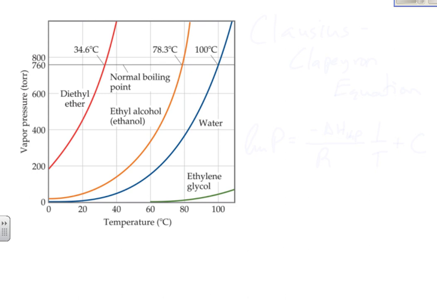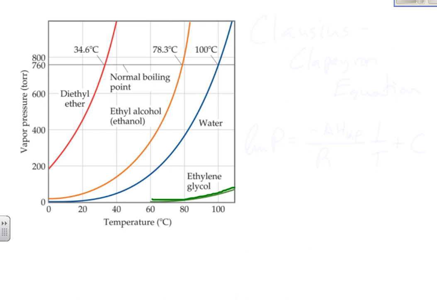So you see something like ethylene glycol, which is used in antifreeze. It's the green line down here in the curve. It has very low vapor pressures, even at high temperatures. Then you have water, ethanol, and then diethyl ether, which has very weak attraction. So it's going to have very, very high vapor pressures.